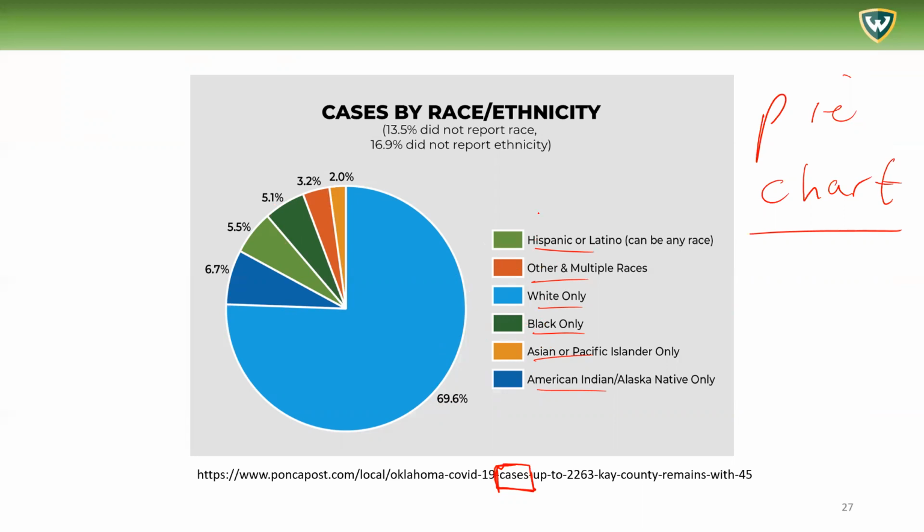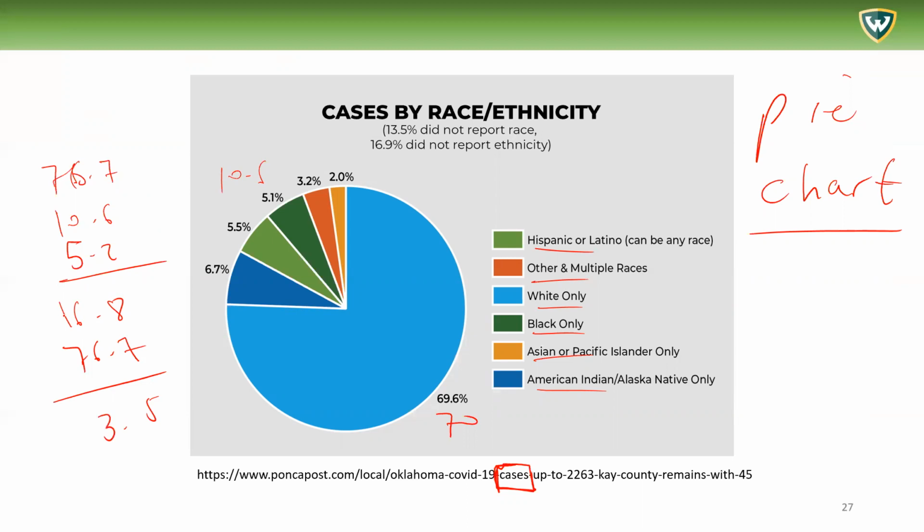But I want to invite you to think about something that's kind of a little bit odd that is missing from this graph. You can find out multiple ways. So if you sum, let's say you have 76.7, this is 10.6, 76.7 plus 10.6. I'm just summing up 70 plus 6.7 plus 5.5, 5.1, that's 10.6. 3.2, that's 5.2. So that's 15.8 plus 76.7, we got 93. Kind of missing. What is the other percentage?